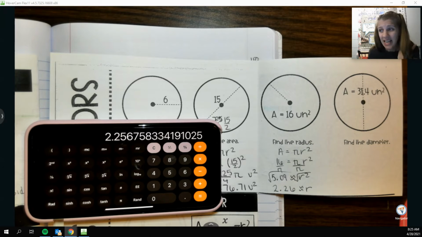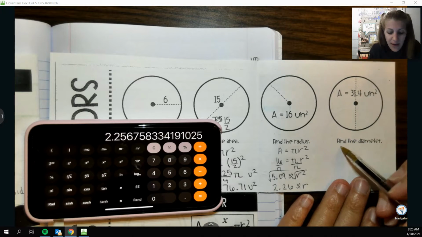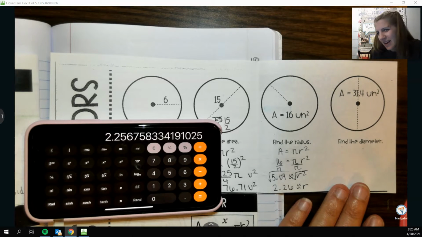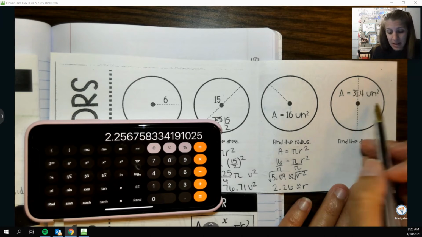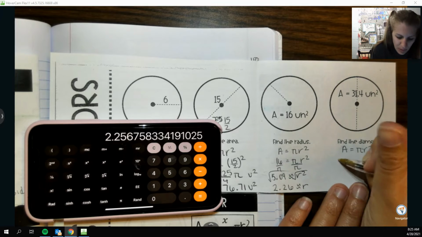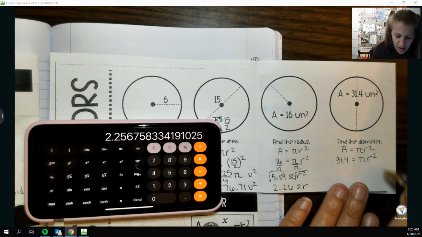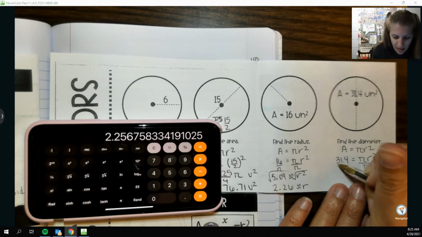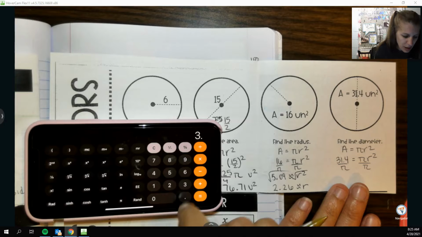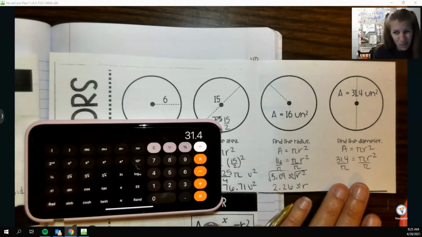It's nicer if they give you the area in terms of pi, so you don't lose information, but of course they didn't. So here we want to find the diameter, which is like finding the radius and then just doubling it. Again, when they've given me the area, so area equals pi r squared, we'll put 31.4 in for area. And then we'll divide that pi away, which will work a little bit nicer. 31.4 divided by pi.